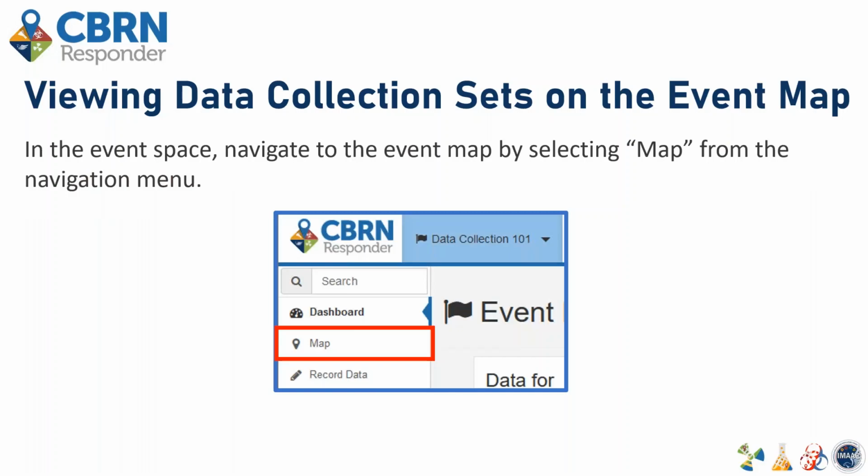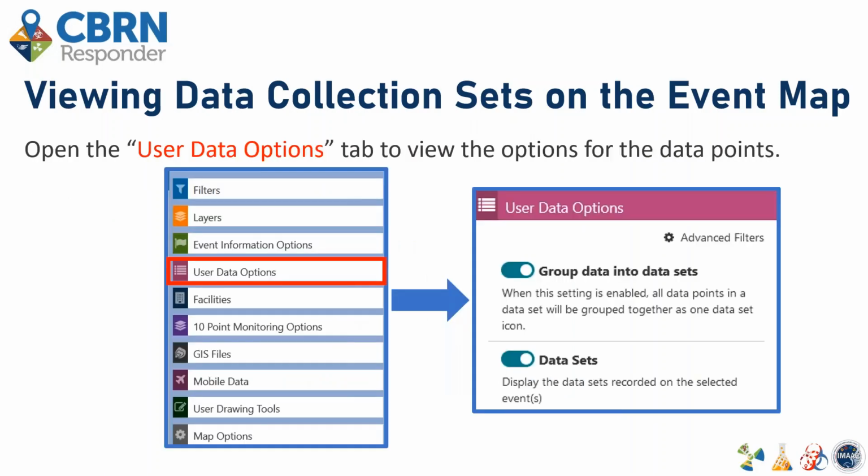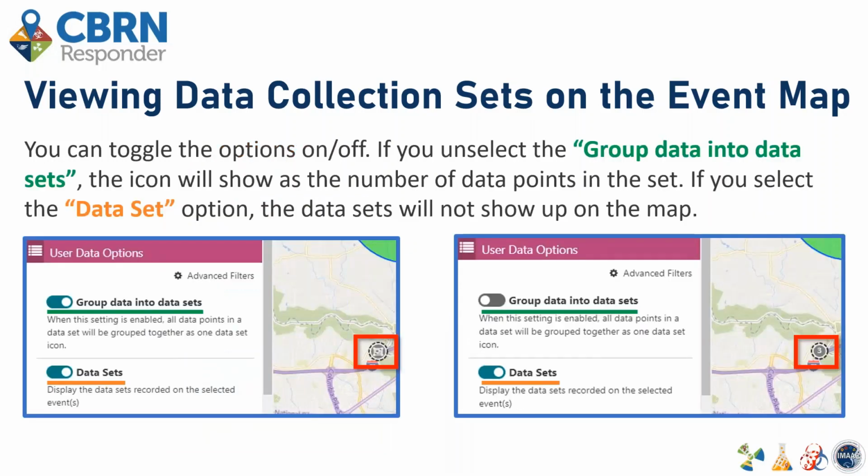In the event space, navigate to the event map by selecting Map from the navigation menu. Open the User Data Options tab to view the options for the data points. You can toggle the options on or off.